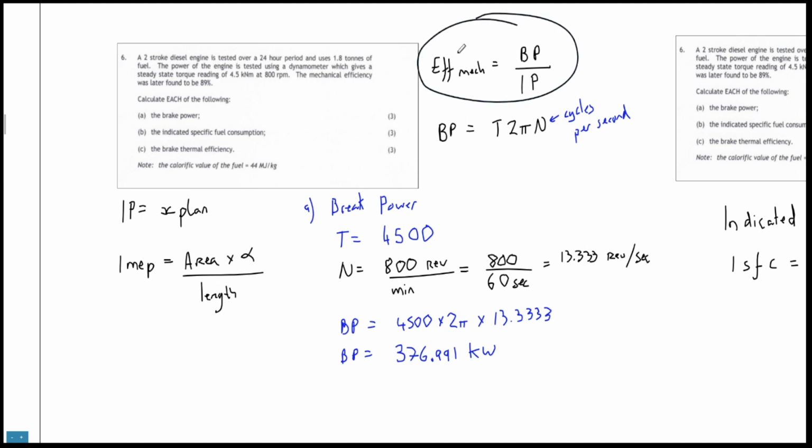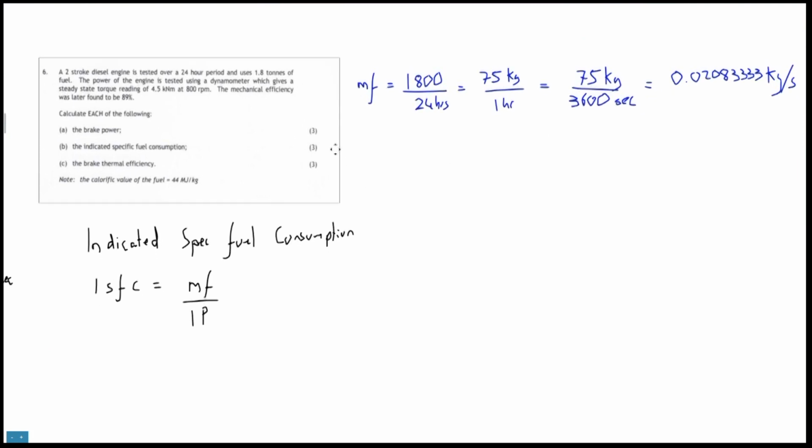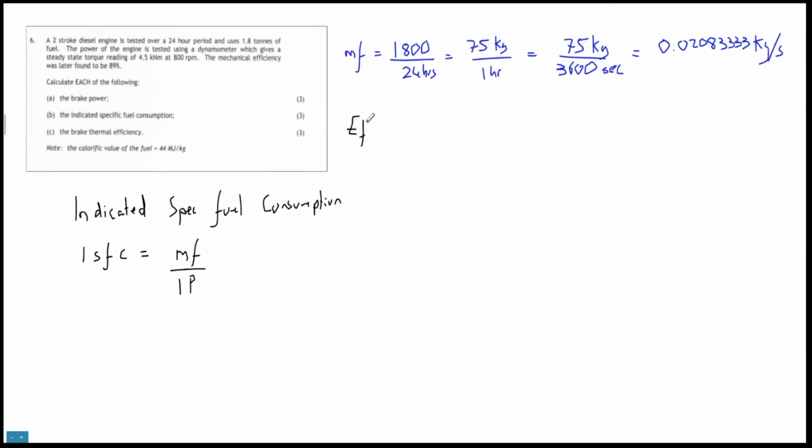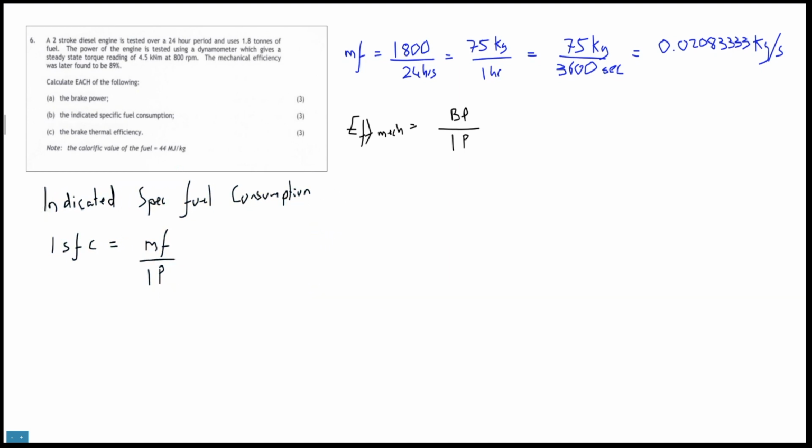the mechanical efficiency of this thing, the mechanical advantage we have. We can use this one because we have BP, we just calculated it, and we have the efficiency as given as 89%. So I'm going to use that exact formula. The mechanical efficiency is equal to BP, the actual available power, divided by the IP, which is the theoretical power. This is given as a percentage, 89%. So we know this is 0.89.